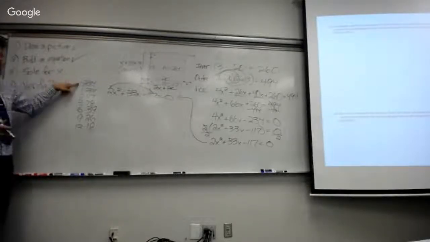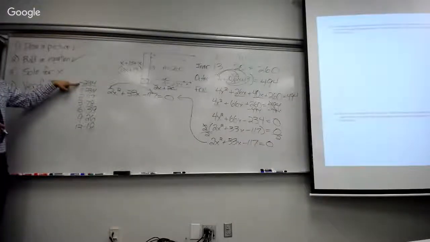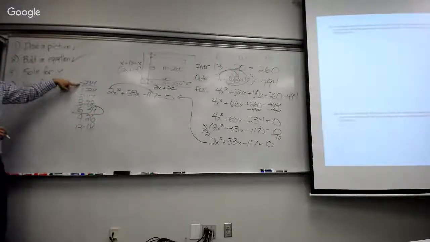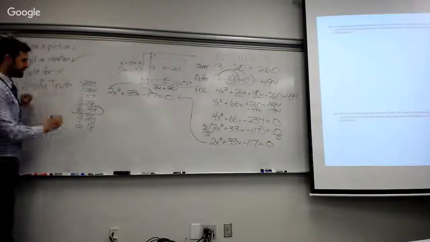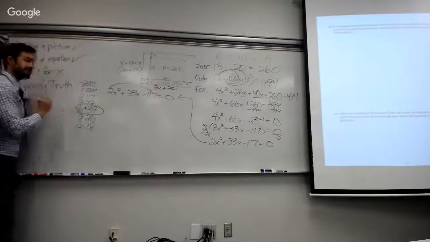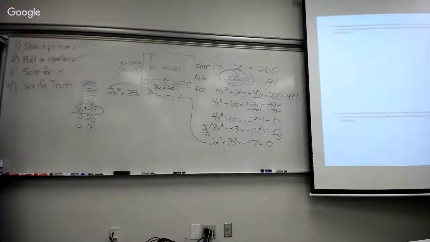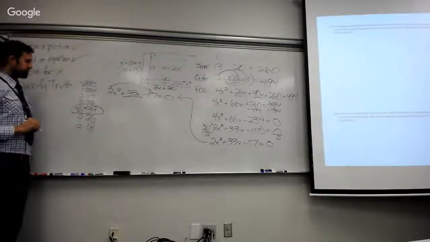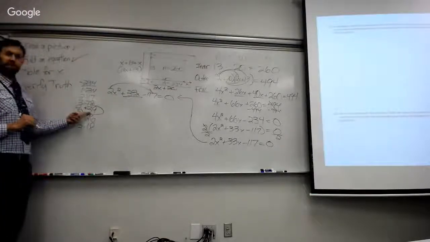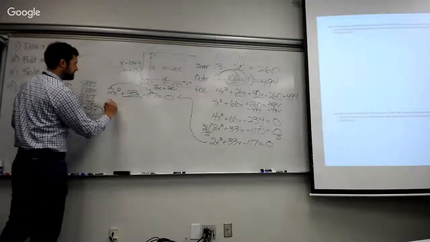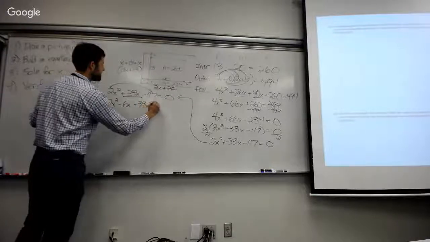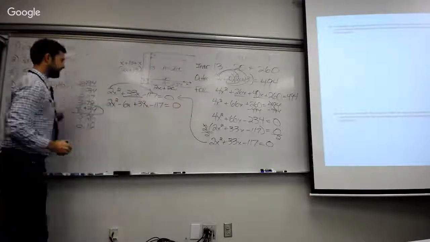We need the difference to be 33. Where is our difference, 33? Would it be 6 and 39? Yeah, 6 and 39. And we do need it to add up to a positive 33, so that'll be a positive 39 and a negative 6. All right, so continuing on our way, we're going to rewrite the positive 33x as negative 6x plus 39x. So we'll write down 2x squared minus 6x plus 39x minus 117 equals 0.